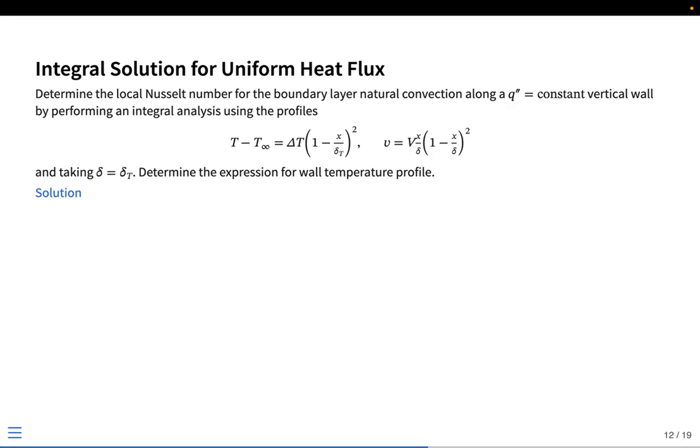You can start out by writing an expression for the momentum integral equation and the energy integral equation, and then substitute these profiles into them and try to get the differential equation in terms of delta and v, and then we'll see how it proceeds.